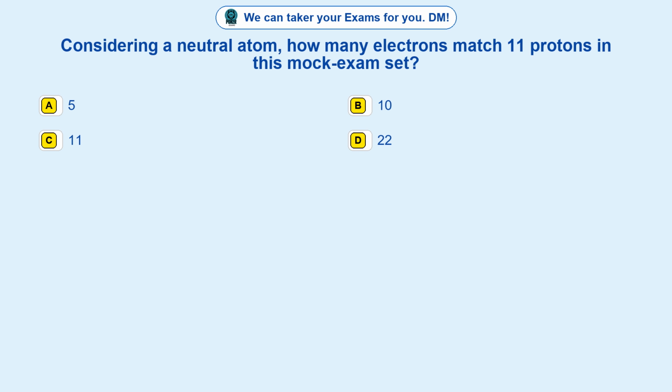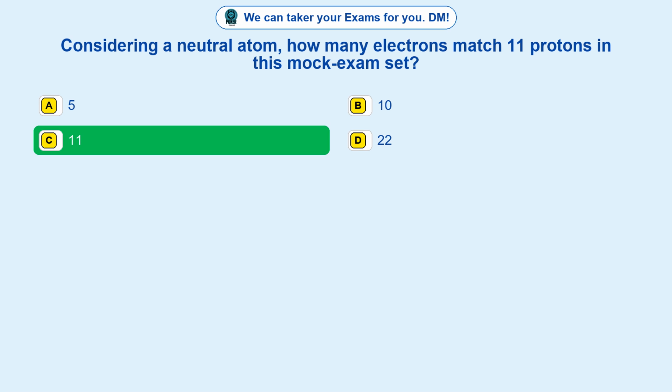Question 32. Considering a neutral atom, how many electrons match 11 protons in this mock exam set? Option A, 5. Option B, 10. Option C, 11. Option D, 22. The correct answer is option C.